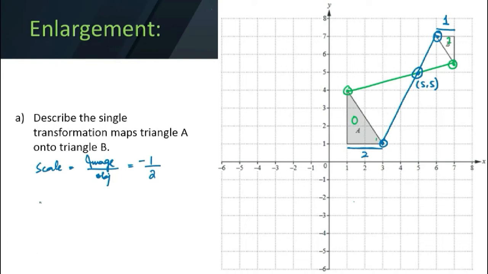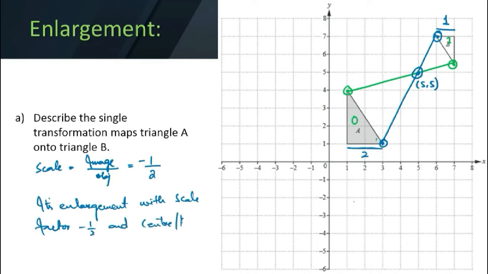When we write the answer, we will write enlargement with the scale factor -1/2 and center or point of enlargement 5. This is how we will write the answer. If you don't describe it completely, then the examiner will not give you marks.